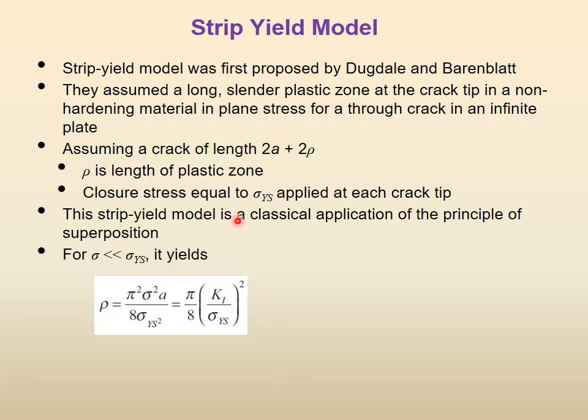So this strip yield model uses the principle of superposition, and if the applied stress is much smaller than the yield strength, then rho, the size of the plastic zone, is pi squared sigma squared a upon 8 sigma ys squared, which can be simplified to pi upon 8 (K1 by sigma ys) whole squared.